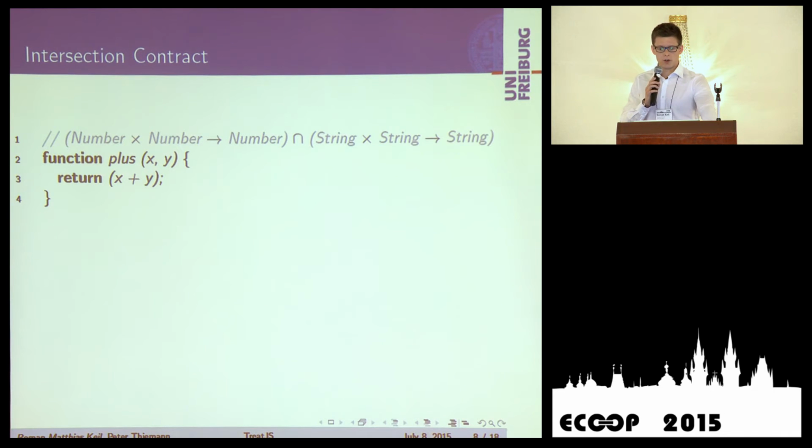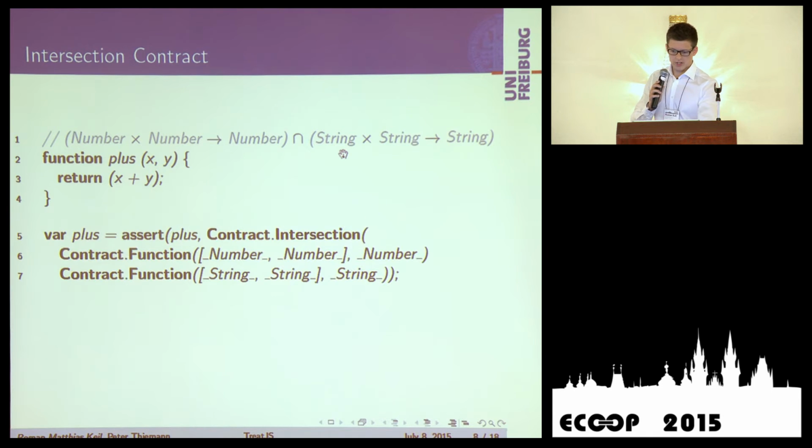So in TreatJS, we can assign it an intersection contract, which is inspired by the corresponding operator in type theory, intersection types. As for intersection types, now the context may choose either to call the function with number values or string values, and the function has to handle both inputs. Here we assign it an intersection contract, an intersection between two function contracts, exactly one for number values and one for string values. This can be done by using the intersection constructor that takes two arbitrary contracts.